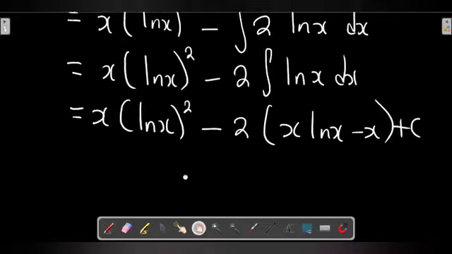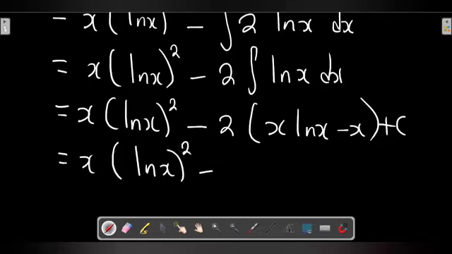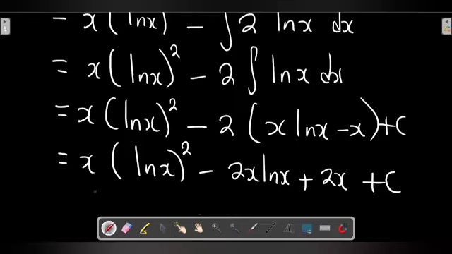Now, because of the 2, that's why I've put this in bracket. So I'm going to write x in bracket, we have ln x squared minus 2 times x, we have 2x ln x, negative 2 times negative x, we are going to get positive 2x, then plus c. So this is our answer. Okay, so I have answered our question A.